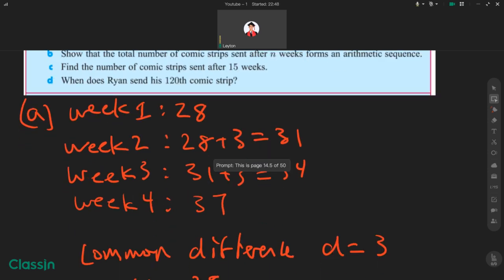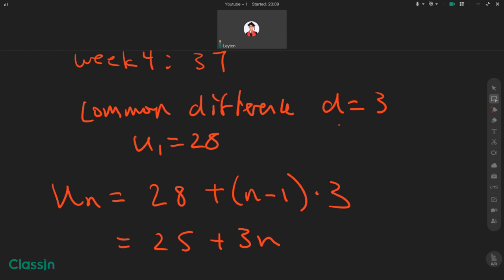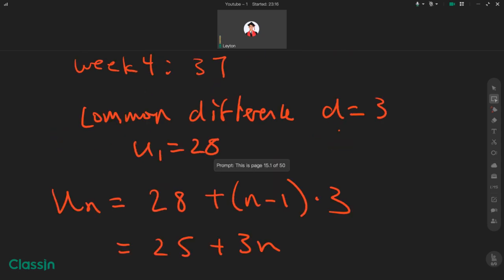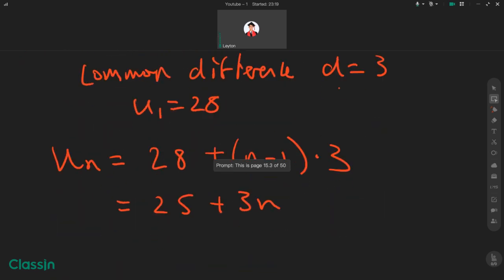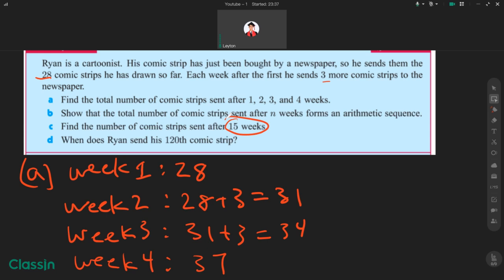Find the number of comic strips sent after 15 weeks. Okay, so what's the general term U of n? This is the key. The key is 28 plus n minus 1 times 3. Some students might write 28 plus 3n, but it's not. It's 25 plus 3n because U1 needs to be 28. And so we're trying to find U15, 15 weeks. So U of 15 is going to equal 25 plus 45, which is 70. So after 15 weeks, he sends 70 comic strips.